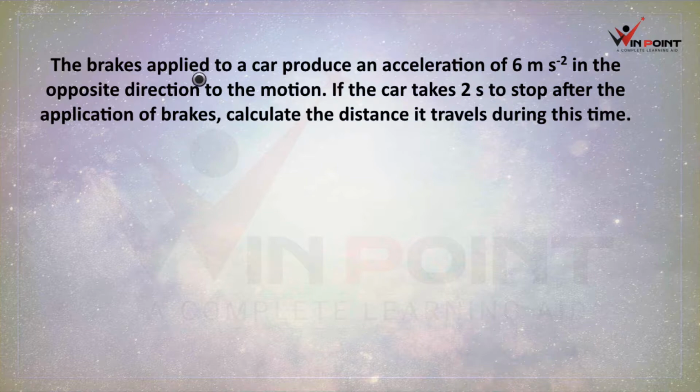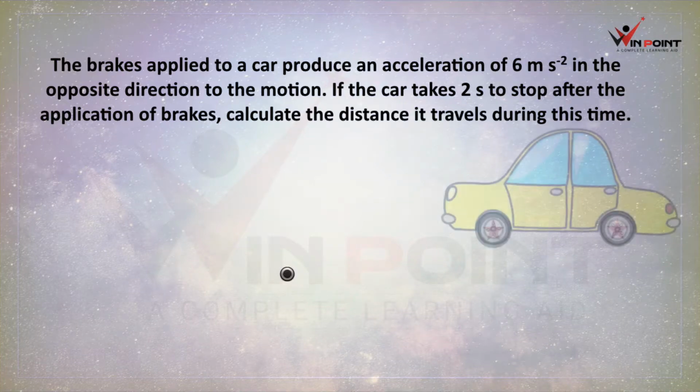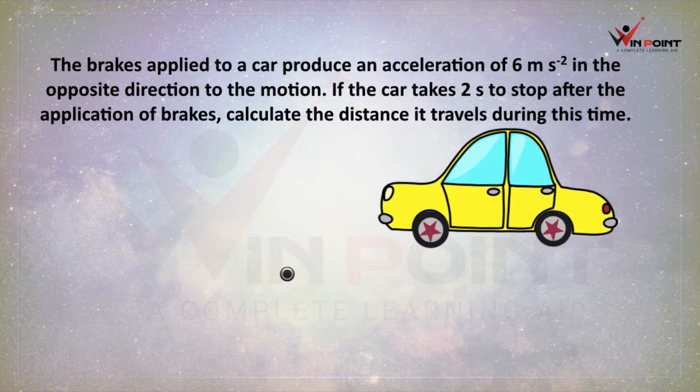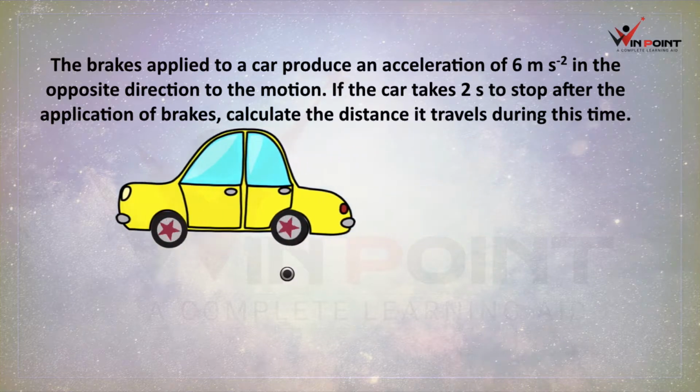The brakes applied to a car produce an acceleration of 6 meter per second square in the opposite direction to the motion. If the car takes 2 seconds to stop after the application of brakes, calculate the distance it travels during this time. There is a car moving with a velocity, and within 2 seconds it is stopping because of the application of brake.